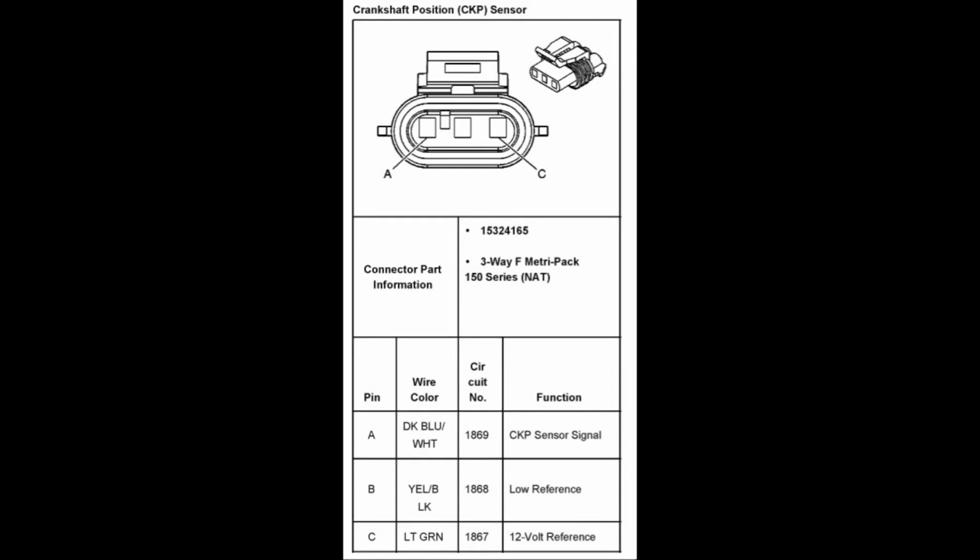All three wires come from the sensor directly to the PCM. A light green 12-volt reference and yellow and black low reference are supplied. The dark blue and white signal wire is read and interpreted as an input. This sensor is capable of setting numerous codes. It can set misfire codes for any specific or random cylinder, and with the help of the PCM, detect errors in its own circuits. These codes include range and performance faults, relearn required, and circuit malfunctions.